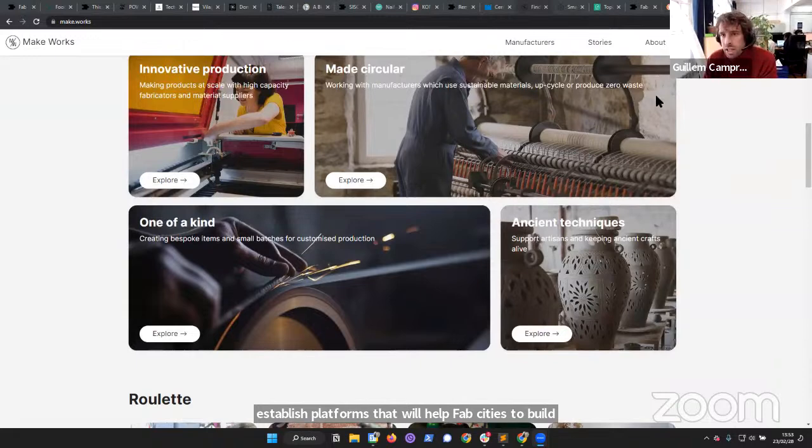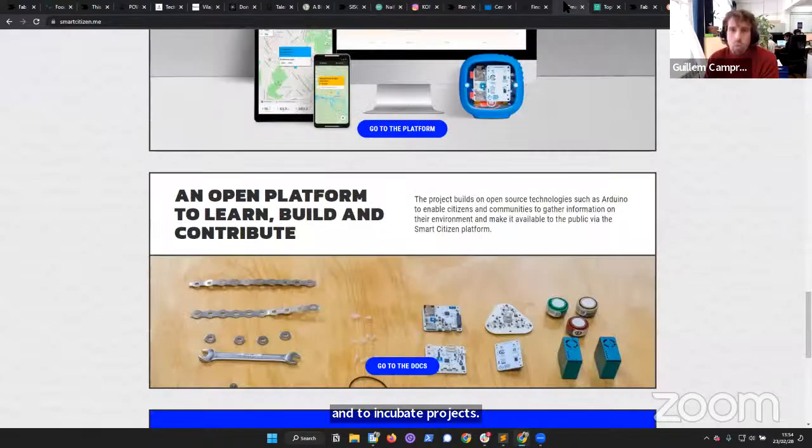Let me just show you a couple more, and then we go. One which is, I think, very well known in the field of Fab Labs, is the Smart Citizen project.